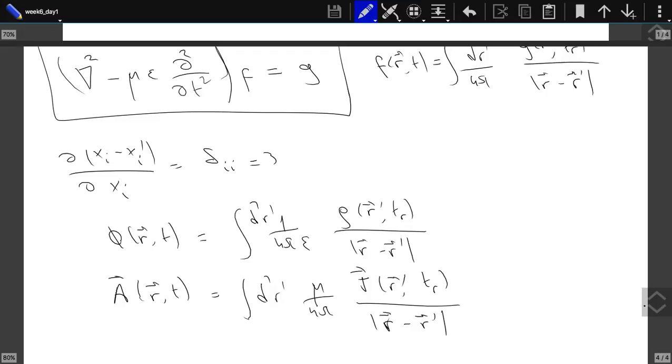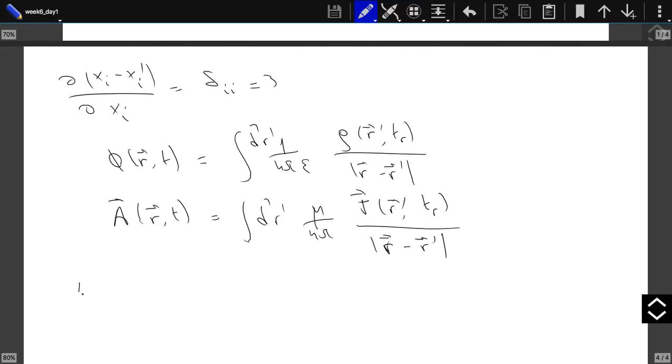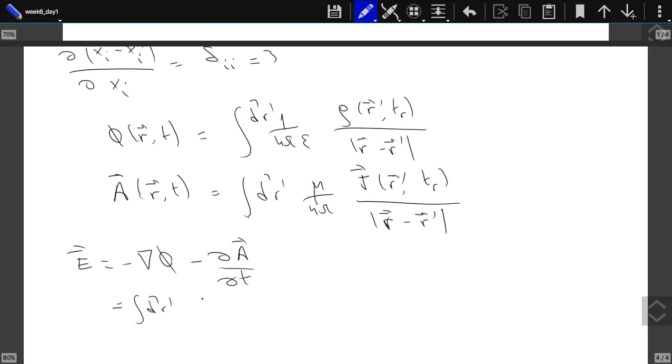Now, of course, we need to look for the electric and magnetic fields. So what are the corresponding expressions for the electric and magnetic fields? So let's try to calculate them. The electric field was minus the gradient of phi minus the time derivative of the vector potential, which is equal to, well, if you look at phi, the integral d cubed r prime 1 over 4 pi epsilon. Now, the gradient of rho, you see, we have two terms, one the gradient of rho, one the gradient of 1 over r minus r prime. Now, the gradient of 1 over r minus r prime just gives us rho(r prime, tr) times (r minus r prime) divided by |r minus r prime| cubed.